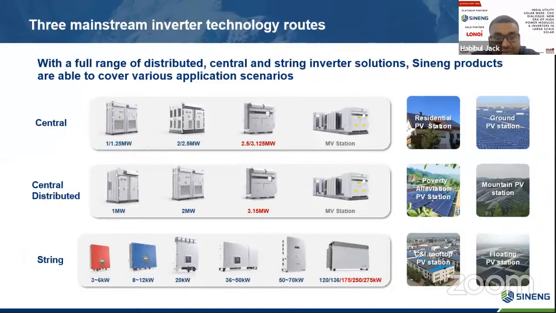In central inverter solution, we have products ranging from 1 megawatt to 3.125 megawatt. In central distributed inverter solution, we have products ranging from 1 megawatt to 3.15 megawatt. In string inverter solution, we have products ranging from 3 kilowatt to 275 kilowatts. All of these solutions have integrated solution also available.